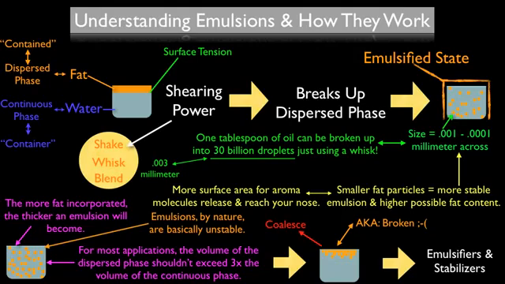In our previous video, we discussed the definition of an emulsification and how we can use shearing power to reduce surface tension while combining fat and water together, creating an emulsified state. Now we came to the final conclusion, however, that emulsions by nature are basically unstable. So the way that we can stabilize these emulsifications and keep them from coalescing or breaking on us is by using emulsifiers and stabilizers. Now emulsifiers and stabilizers are two different things that serve the same end goal.